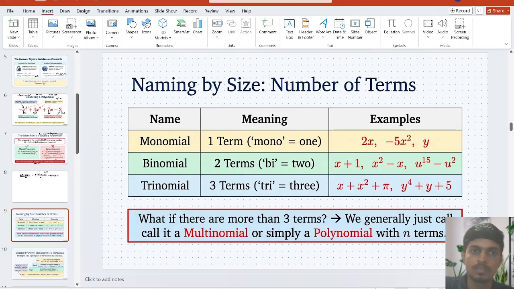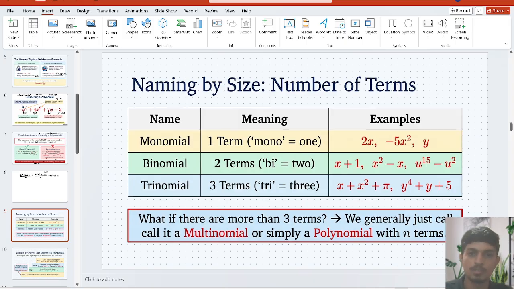Next, proceed. Naming by the number of terms. Monomial means one term. A polynomial is said to be a monomial if there is only one term, which means there are no terms separated by plus or minus. This is 2x, a polynomial in x, one term. Minus 5x square, a polynomial in x, only one term. A polynomial in y, only one term. So 2x, minus 5x square, y are monomials.